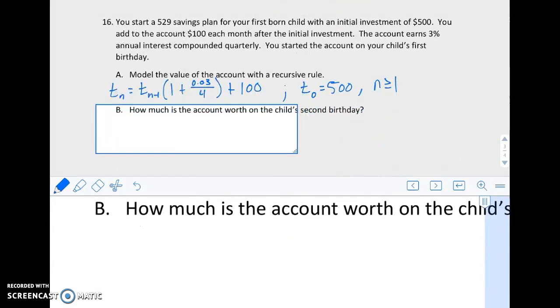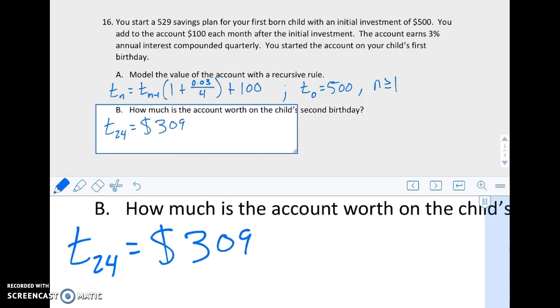So for part B, we want to know how much T24 is, which is a bit challenging to do with just a plain calculator, but you can just repeat the operation 24 times. I put my info into a spreadsheet, which told me that T24, which is 2 years worth of months, is going to be $3,093.85. Right? So that is chapter 9. And that is all.